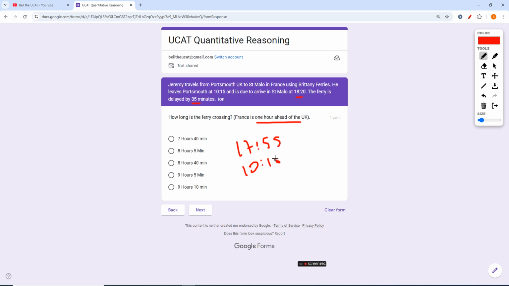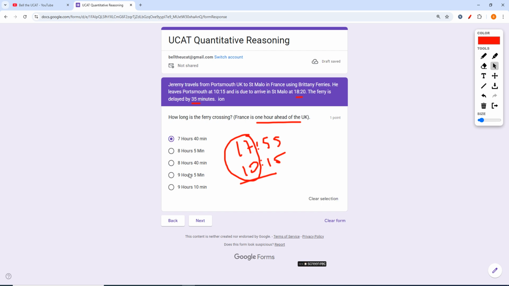Okay, what do you do? Now this is the easy bit. Take away these two. 17 take away 10, 7. Oh, that's the only answer option left. Done. You never had to look at any other things. Thank you very much.